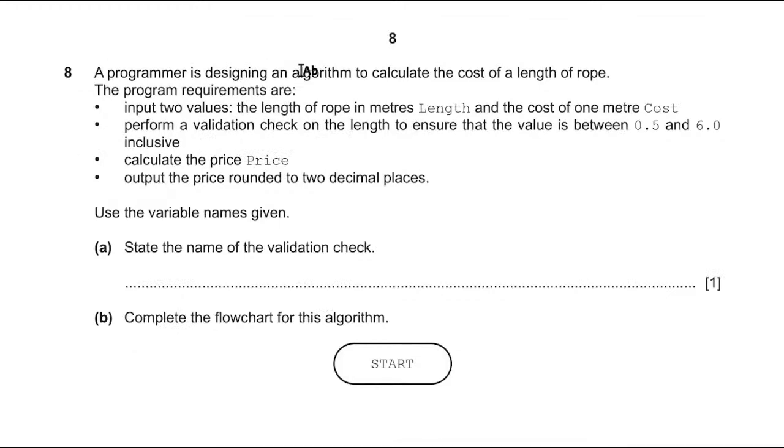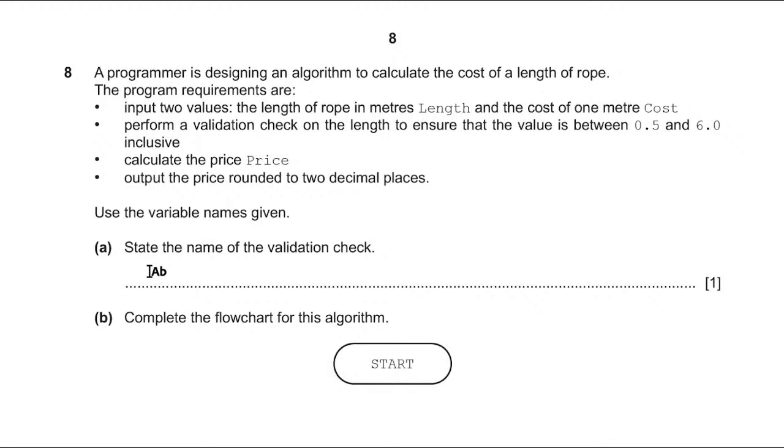A programmer is designing an algorithm to calculate the cost of a length of rope. The program requirements are: input two values, the length of rope in meters, length, and the cost of 1 meter, cost. Perform a validation check on the length to ensure the value is between 0.5 and 6 inclusive. Inclusive means these two values are also acceptable, or you can say these two are the extreme values. Calculate the price. How would you do that? Length multiplied by cost per meter, obviously. Output the price rounded to 2 decimal places. Okay, sure, no problem. Use the variable names given.